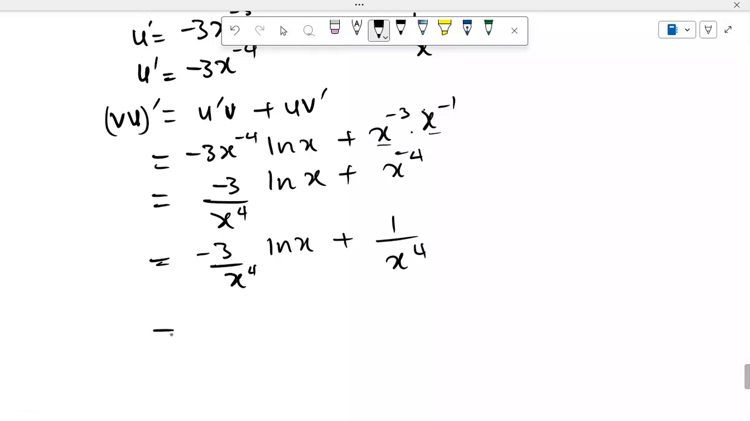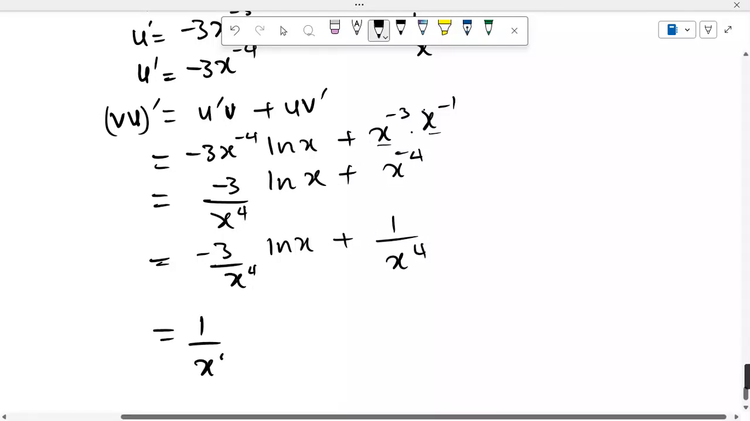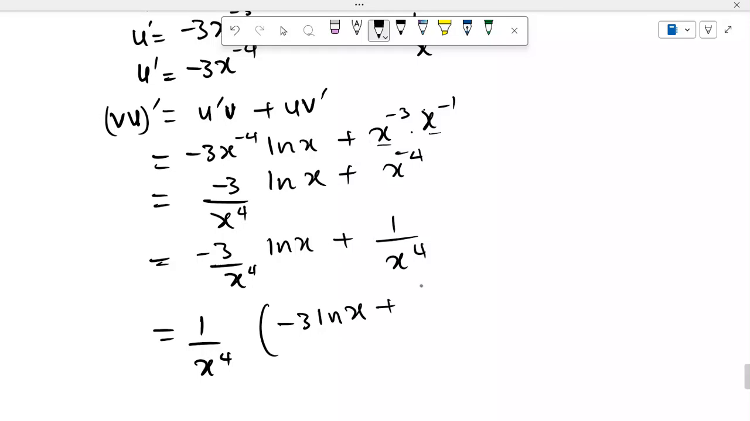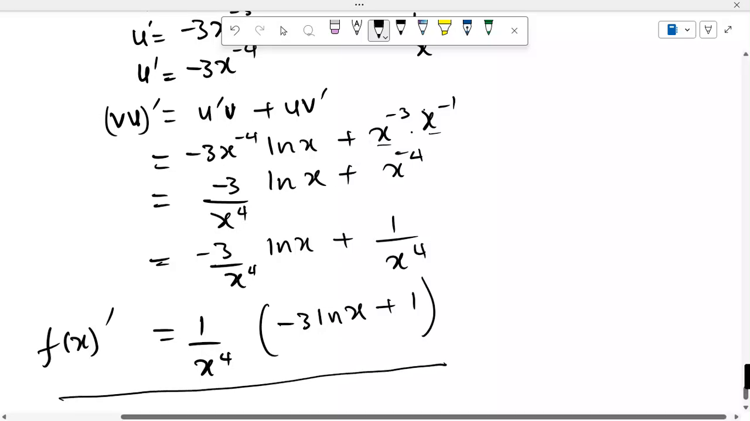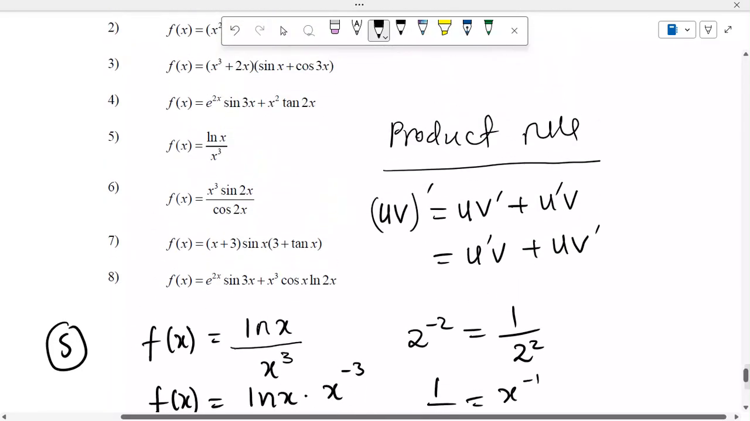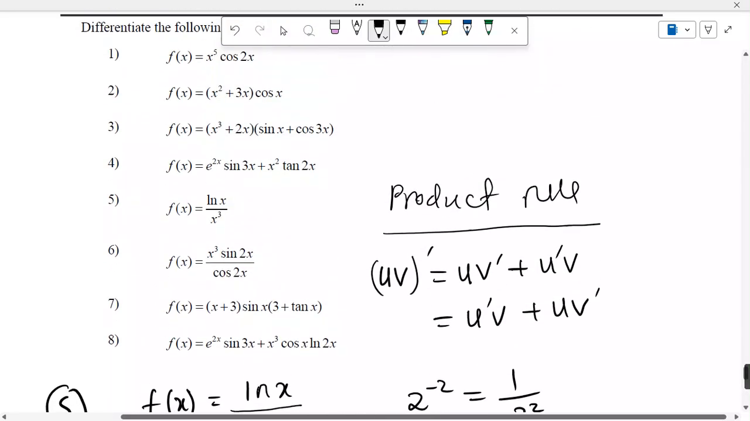So now we can take out the 1 over x to the power 4 because it's common. Here we have negative 3 natural log of x, plus here it will be just 1. So this is your f prime of x. We can't write uv now. This is your final answer. Okay, so this was number 5, quite a lengthy one. Let's go to 6.